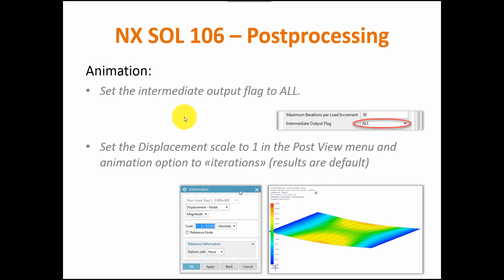When you want to display the results, you must remember to switch the intermediate output flag to all, which I already mentioned. Then you can animate the results for each time frame or load step. And you should make sure to set the displacement scale to 1 in the post view menu, because otherwise the first displacement for the first iteration will look quite crazy. It will be scaled to 10% of the model size.